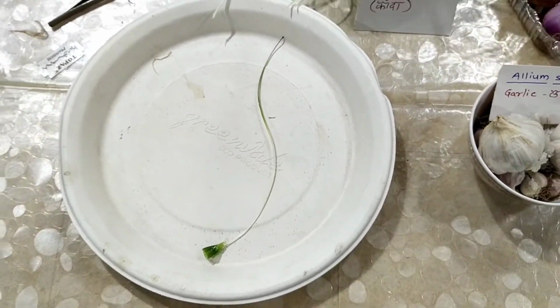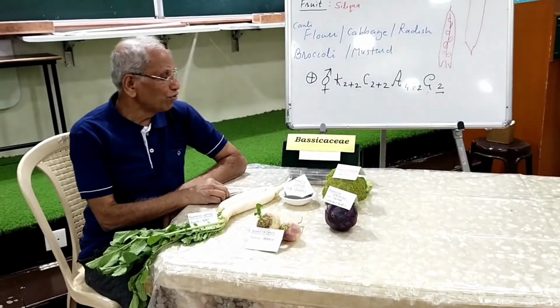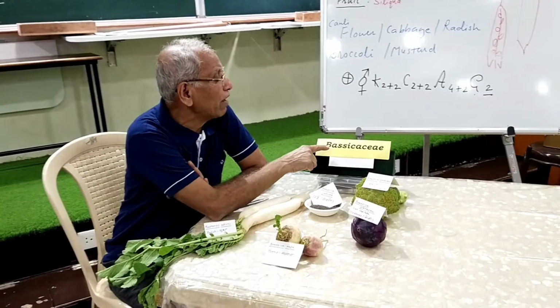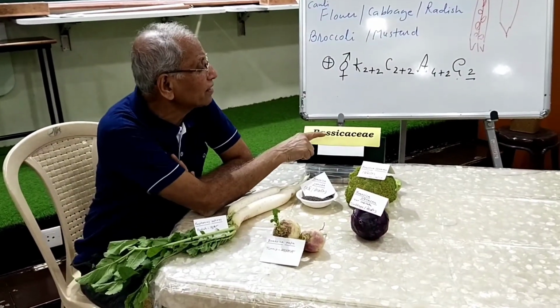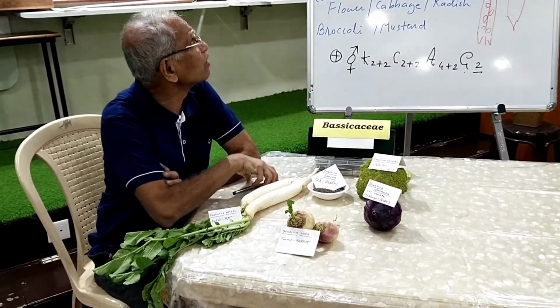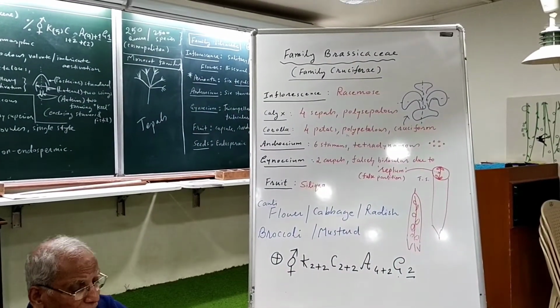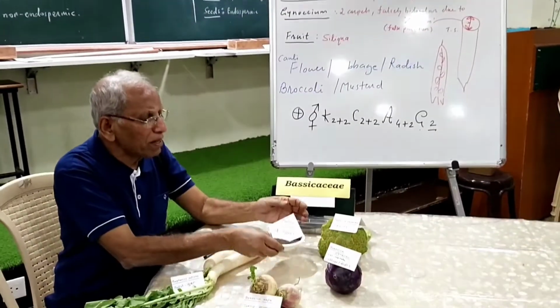So here is the Brassicaceae family. I think the spelling will have to be corrected later on. It's Brassicaceae. We are going to correct it later on. Here is the Brassicaceae family, and it's also known as cruciferae. And I think the more popular thing is the mustard.